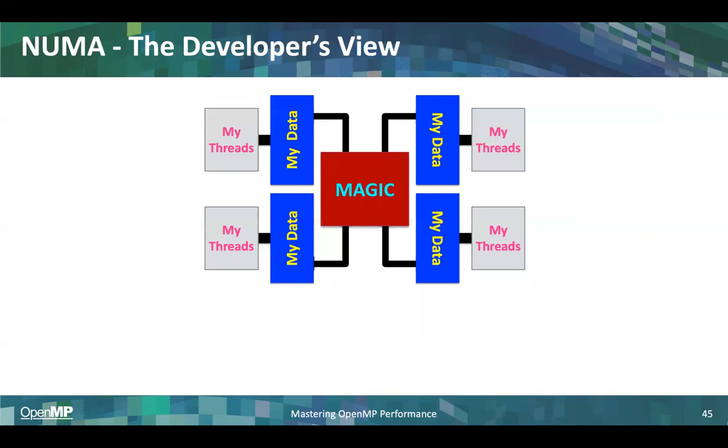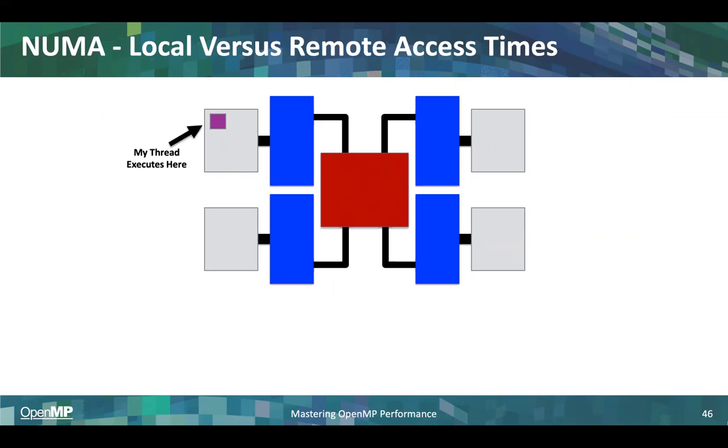All right. So to the developer, this is what the system looks like. You have places where you can run your threads, where you can store your data, and through some magic, it's all connected. But from a performance point of view, we've got to be careful, because there's a notion of local versus remote access times. So let's look at a simple example.